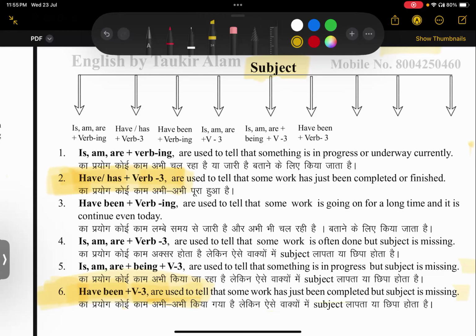आपने मेरी मदद की है. You have helped me. आपकी मदद की गई है. You have been helped.